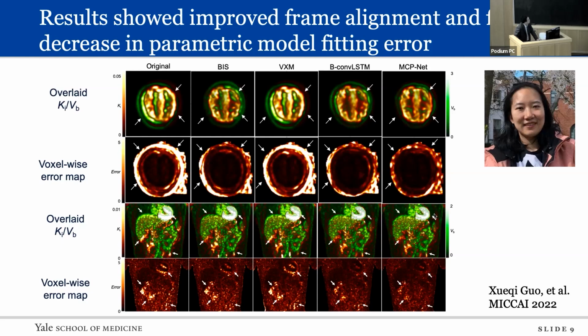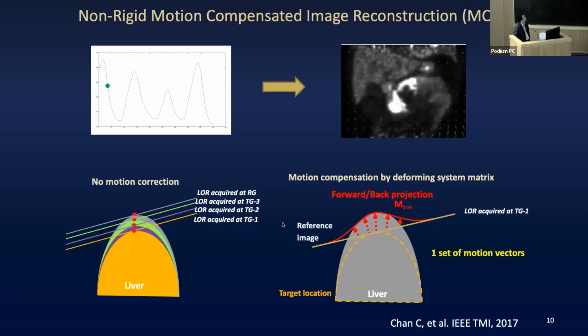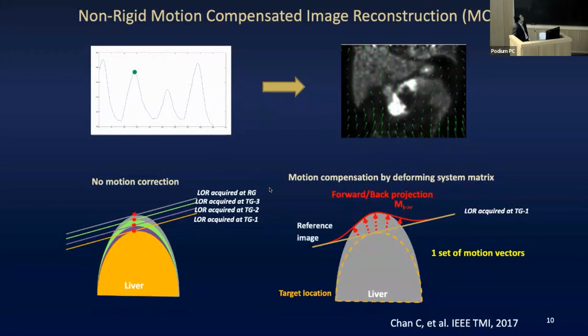Here's another example in the body region. This is an example of using deep learning to correct inter-frame motion for whole body dynamic imaging, but within each 5 minute frame there is still intra-frame motion that we couldn't correct. One of the approaches we have been using is list mode event by event motion correction, using some internal-external correlation work we have previously developed.